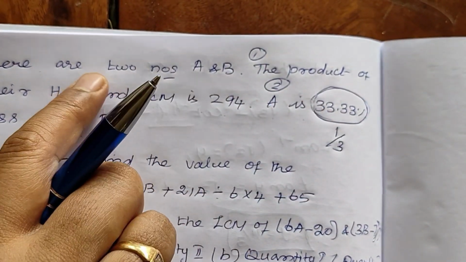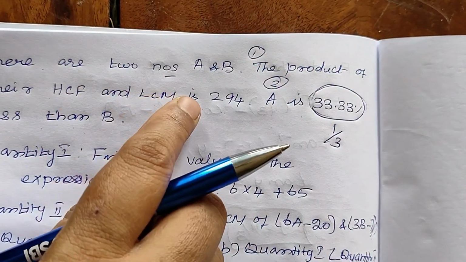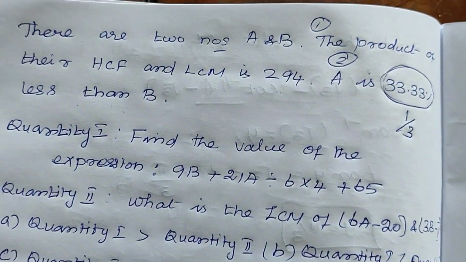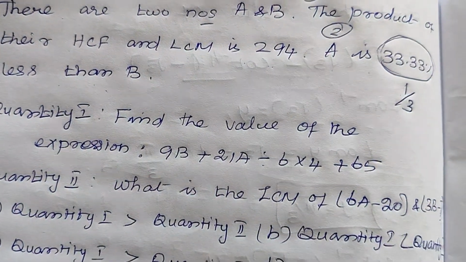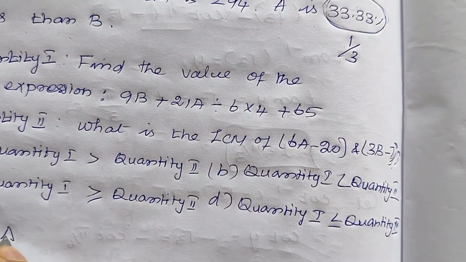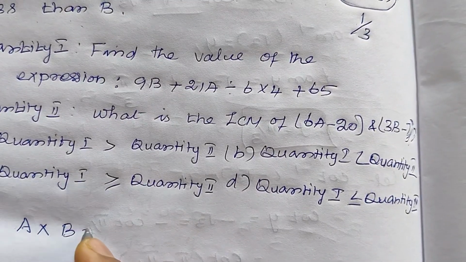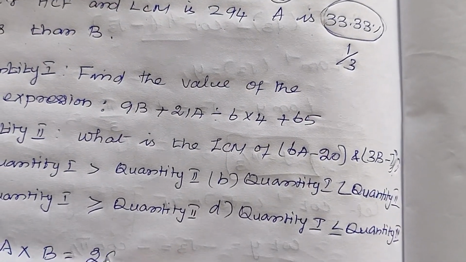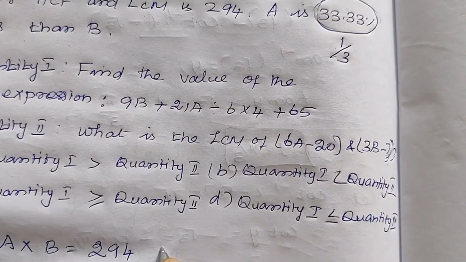The first condition: the product of their HCF into LCM is 294. HCF into LCM is equal to the product of the two numbers. So the first condition is given as A into B equal to 294.